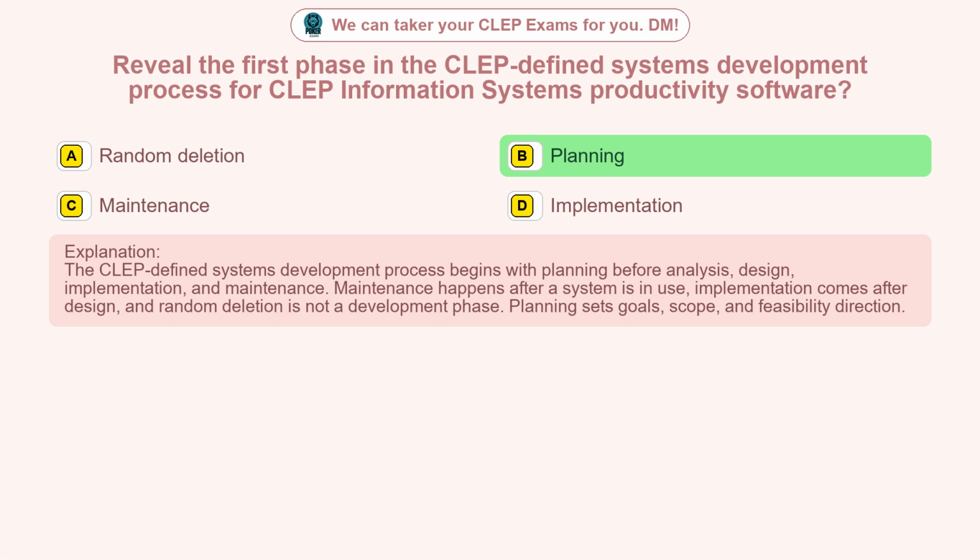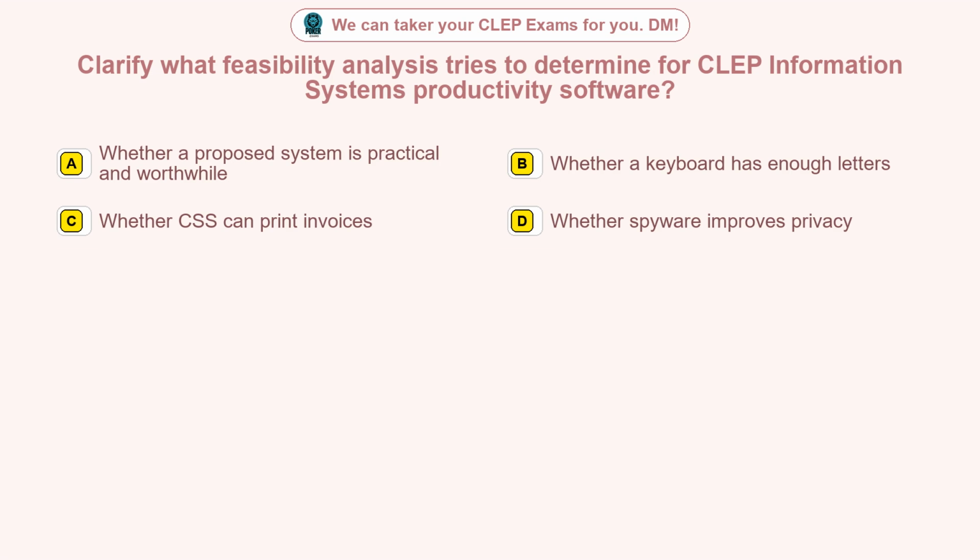Maintenance happens after a system is in use, implementation comes after design, and random deletion is not a development phase. Planning sets goals, scope, and feasibility direction. Question 65. Clarify what feasibility analysis tries to determine for CLEP Information Systems productivity software.